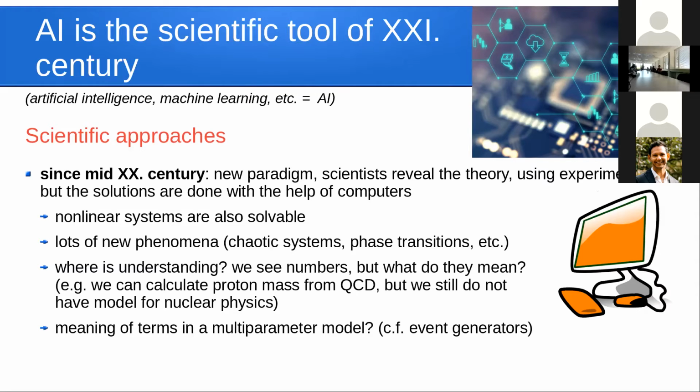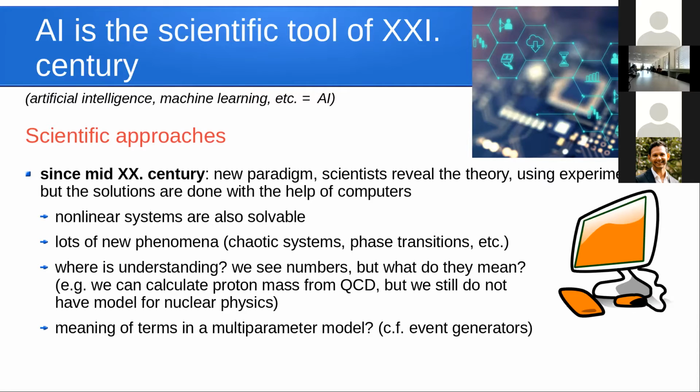And this made it possible to solve nonlinear systems as well. We have revealed a lot of new phenomena in this way. For example, chaos, chaotic systems, new phase transitions, and so on and so forth. So it was a very, very useful and very powerful method. But the problem was behind. So the same method which provided us a new solution method made understanding a question mark.